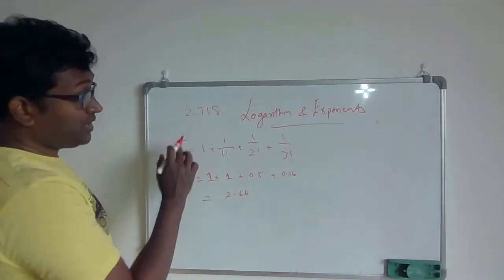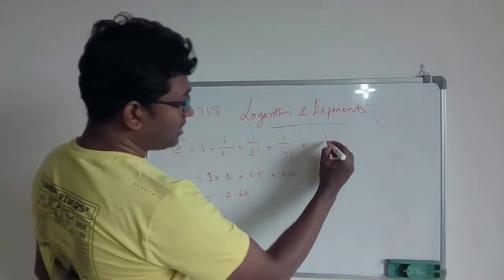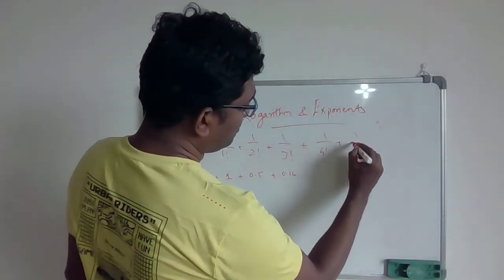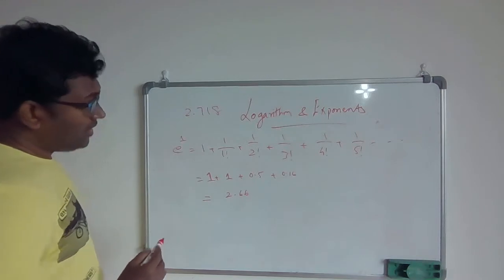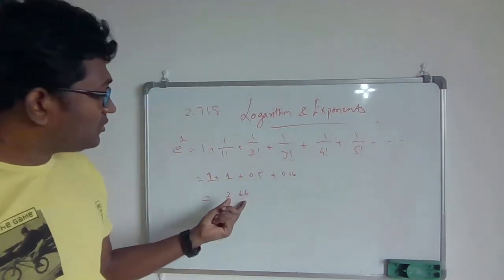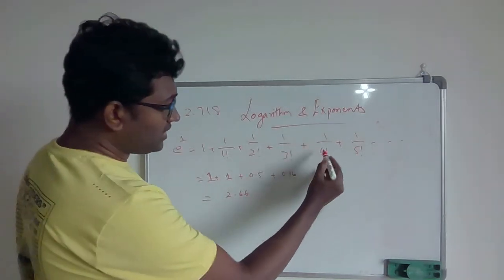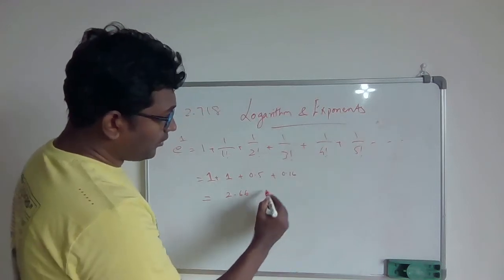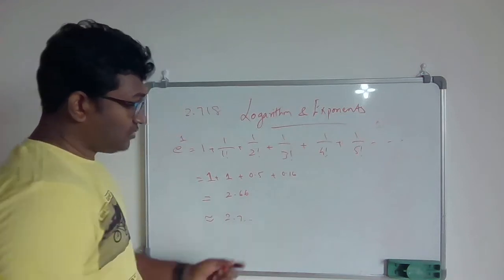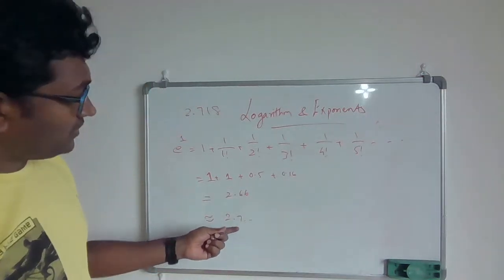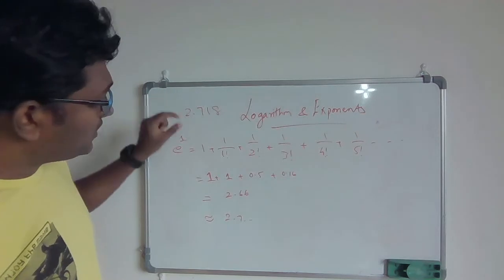So we have this infinite series which you can keep moving, 1 by 4 factorial plus 1 by 5 factorial and so on, and it's going to give you the number 2.718 if you keep doing it infinitely. We're almost getting it at the third term. If you add 1 by 4 factorial, you'll end up at approximately 2.7 something. So with just 4 terms we're able to approximate an infinitely long series.